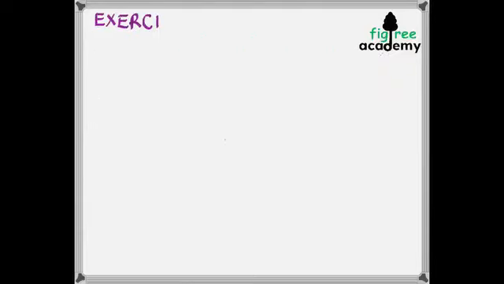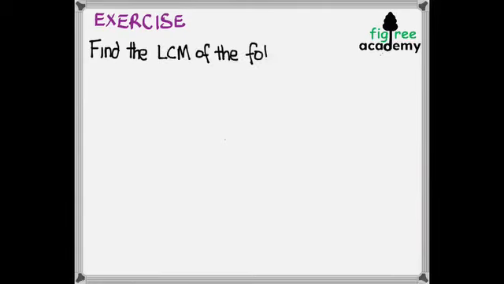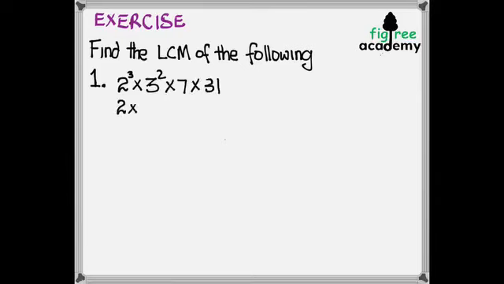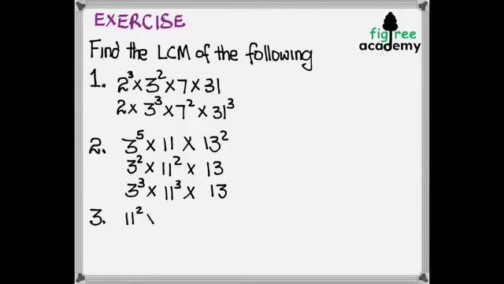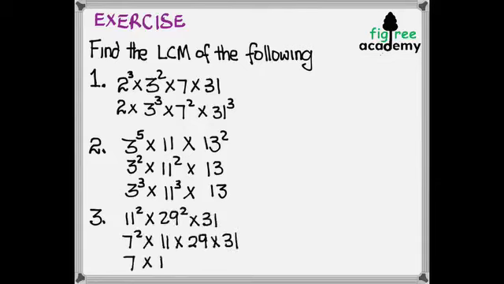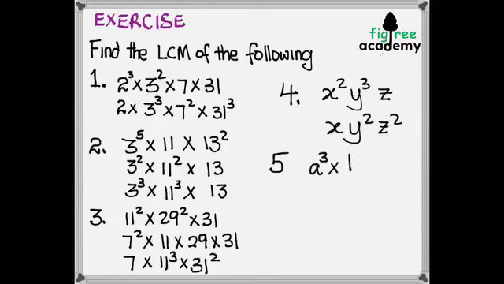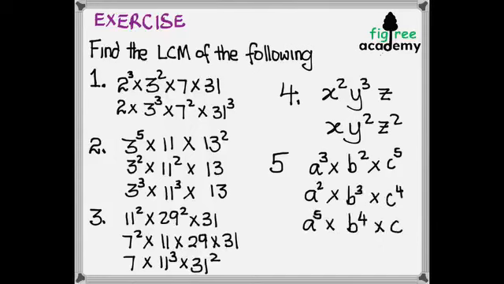Few things to do. Find the LCM of the following. We are going to take the same questions so that we see the difference. Attempt from number 1 up to number 5. We have 3 questions with numbers, then we have 2 algebraic questions. This marks the end.